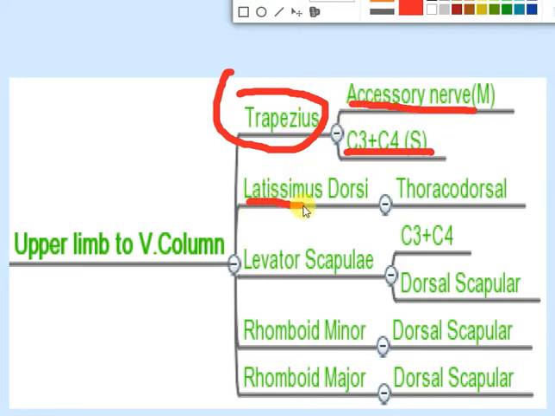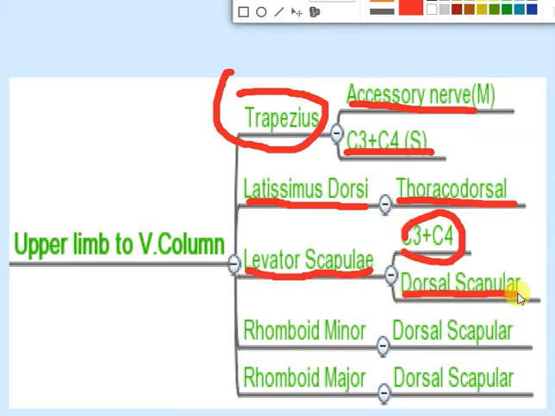Then you have the latissimus dorsi, which is innervated by the thoracodorsal nerve. Thoracodorsal nerve. This is very important; even if you don't see its importance now, when we discuss cadavers it is very important for you to understand. Then we have the levator scapulae muscle, which is innervated by C3 and C4, and also by the dorsal scapular nerve. The important nerve which innervates it is the dorsal scapular nerve.